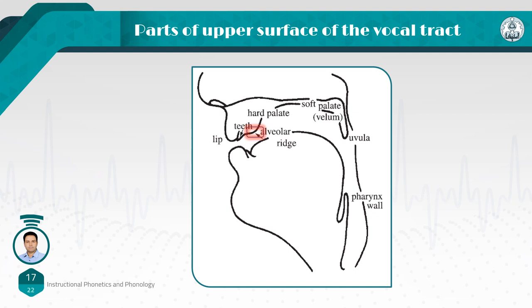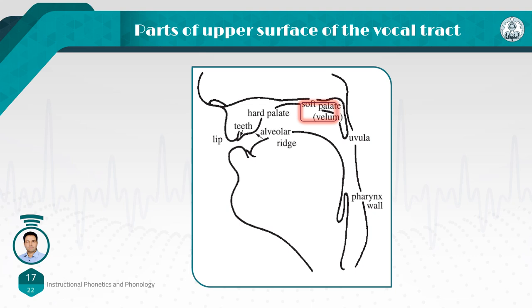You can also feel that the front part of the roof of the mouth is formed by a bony structure. This is the hard palate. If you go further, you have to use a fingertip to feel it. In fact, most people cannot curl the tongue up far enough to touch the soft palate or velum. So if you go further, you can reach the soft palate or velum at the back of the mouth.